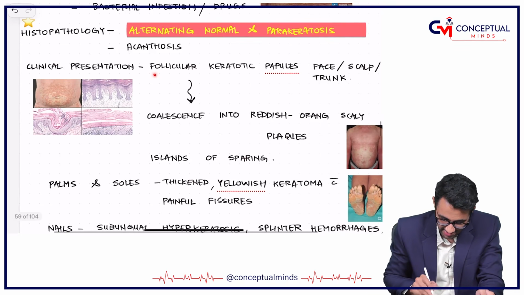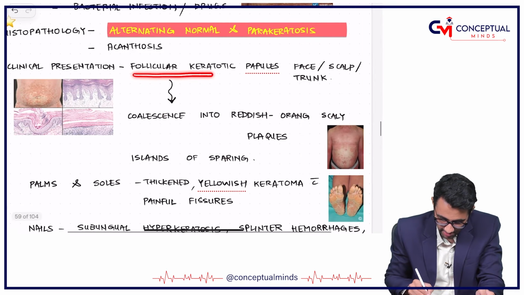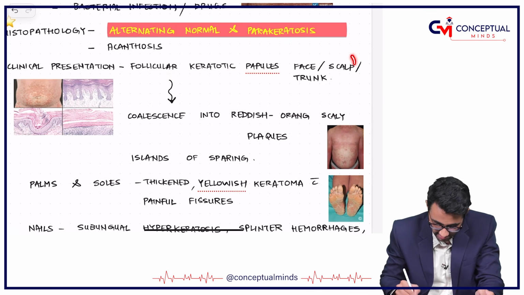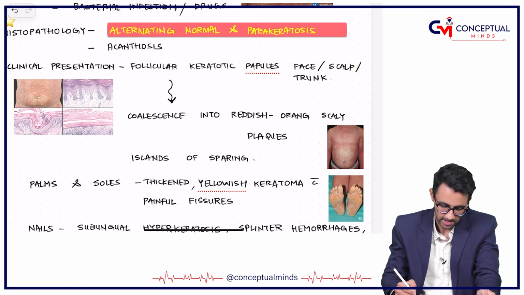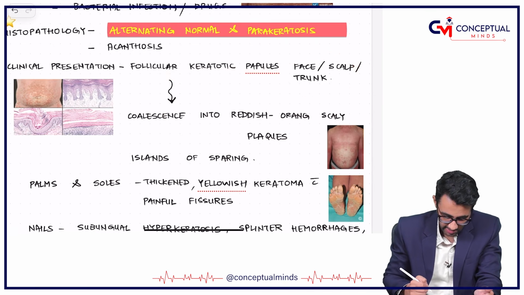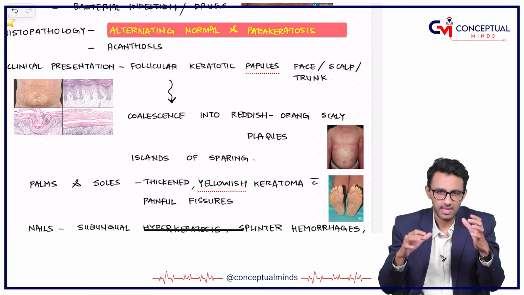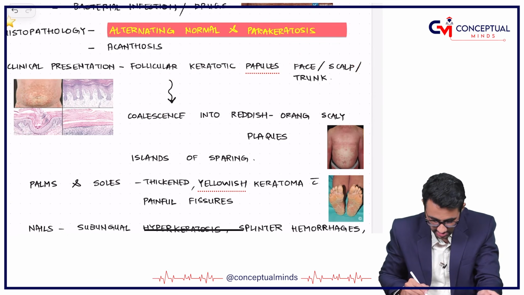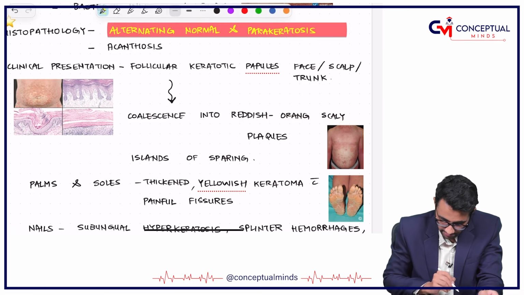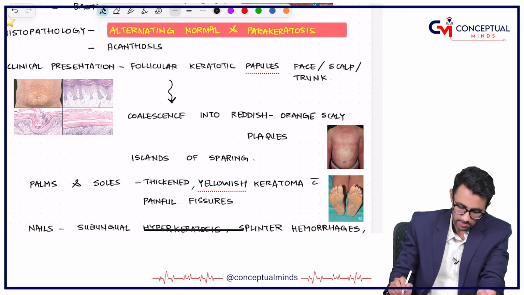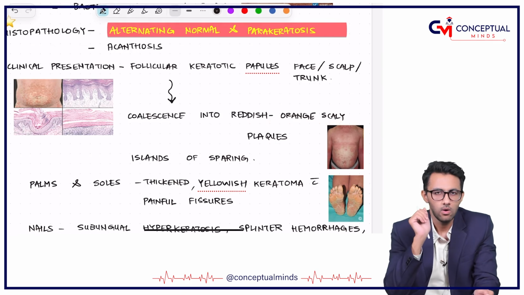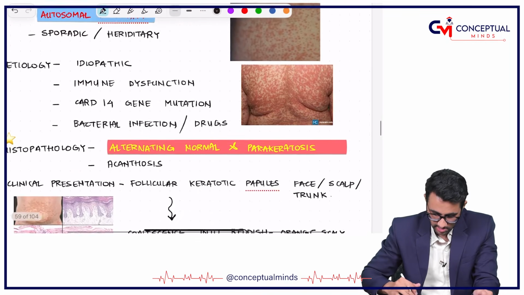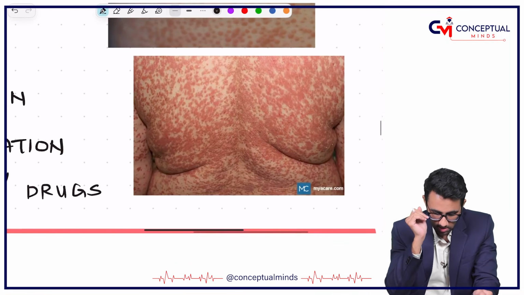All right, so follicular keratotic papules, yes, we will find on the face, scalp and trunk. And they would merge with each other and form reddish orange scaly papules. Scaly plaques and papules will be seen. You can see in this image, very clearly we can see this.